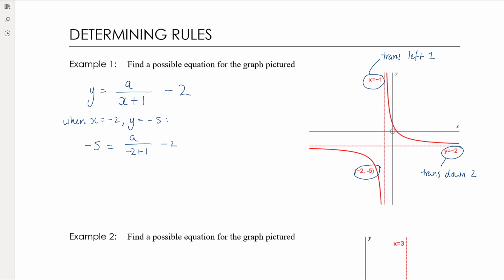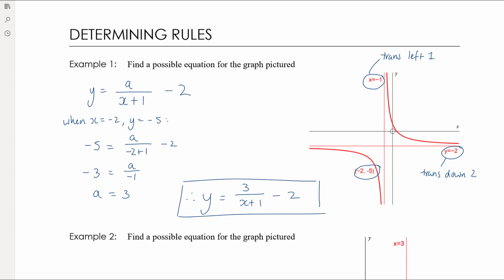Let's add that 2 onto both sides. So -5 plus 2 is -3. Now the denominator of that fraction, -2 plus 1, is -1. And so multiplying both sides by -1, a is equal to 3. And so therefore the equation of this particular hyperbola is 3 over x plus 1, minus 2.